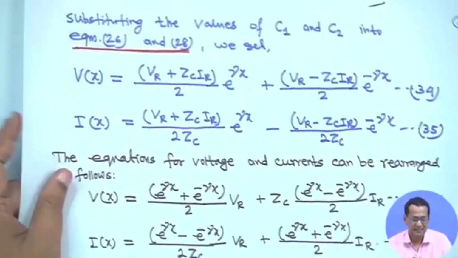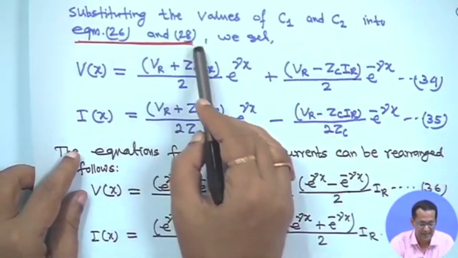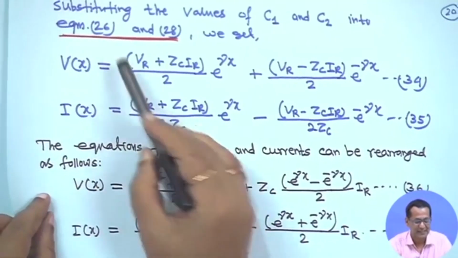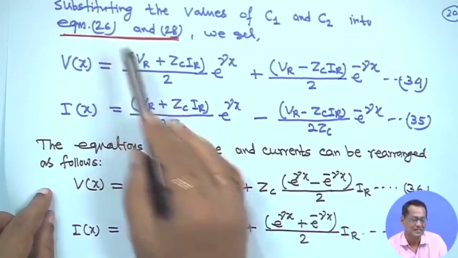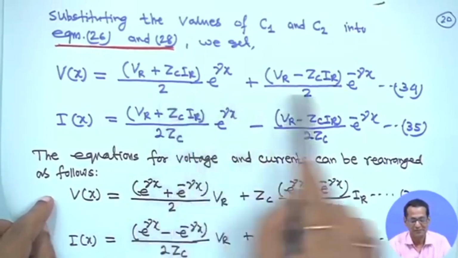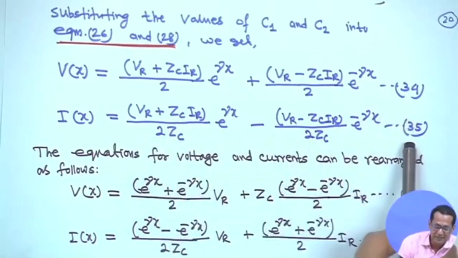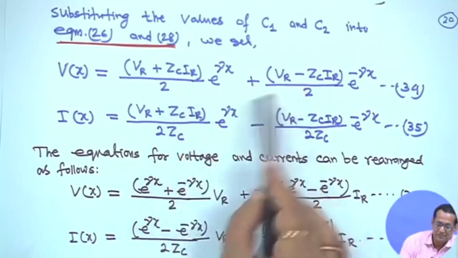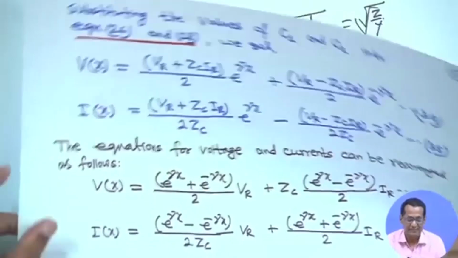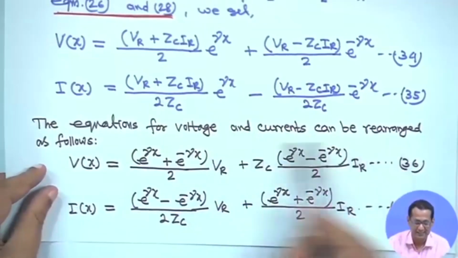Next, these values of C 1 and C 2 we substitute in equation 26 and 28, because then only you will get the expression of V x and I x. Equation 26 is the expression for V x and equation 28 is the expression for I x. So, we are substituting the C 1 and C 2 values. This is equation 34 and this is equation 35. Here we are substituting C 1 C 2, here also C 1 C 2. Then these two equations, the equations for voltage and current, can be rearranged.